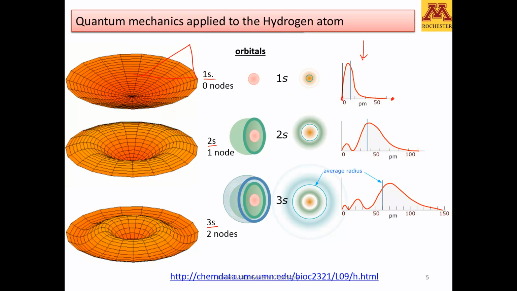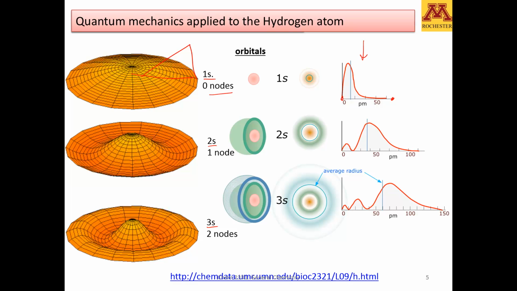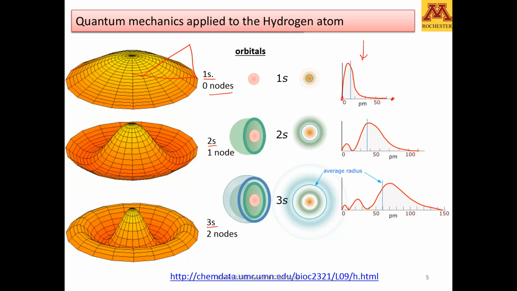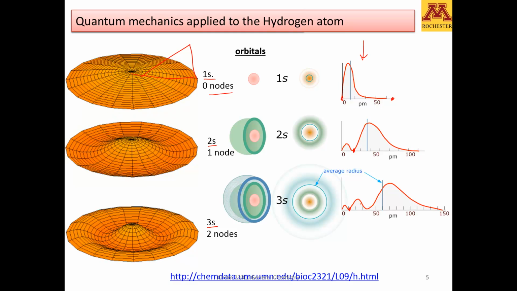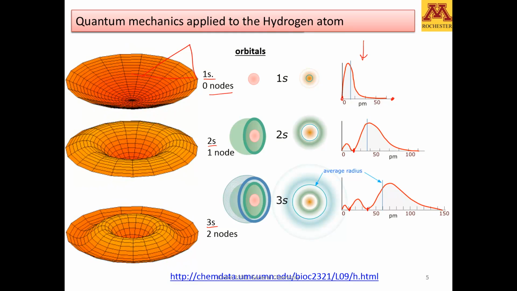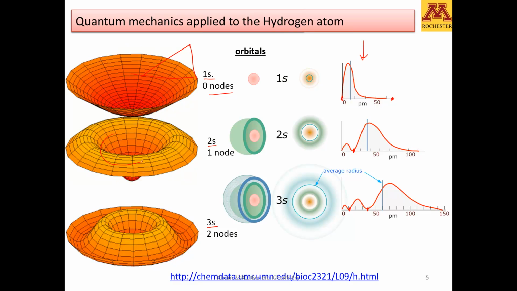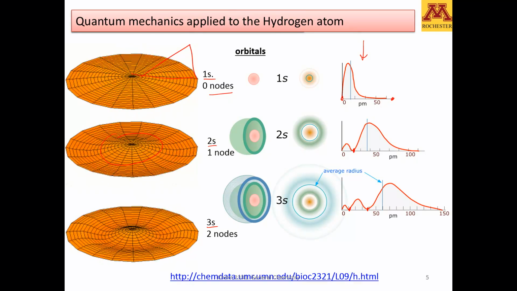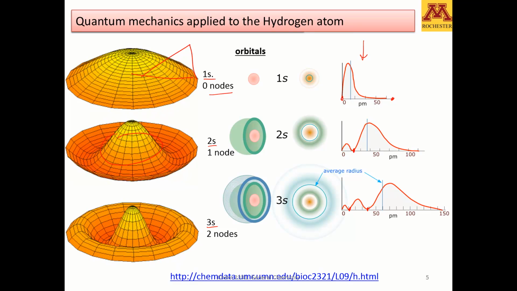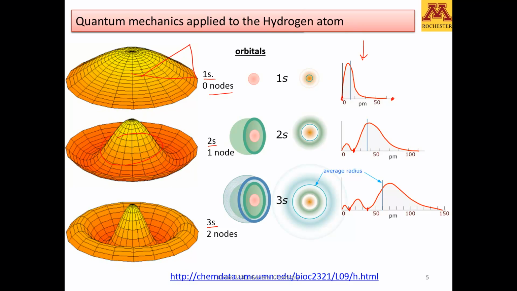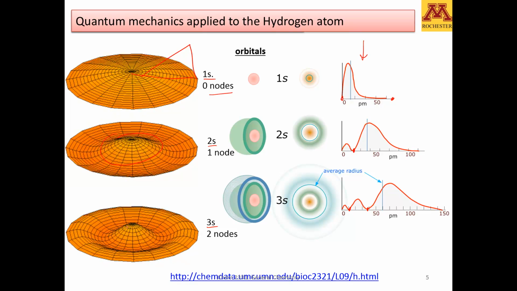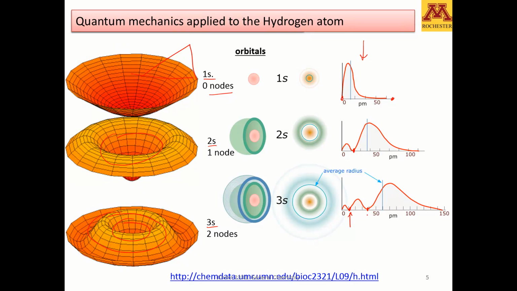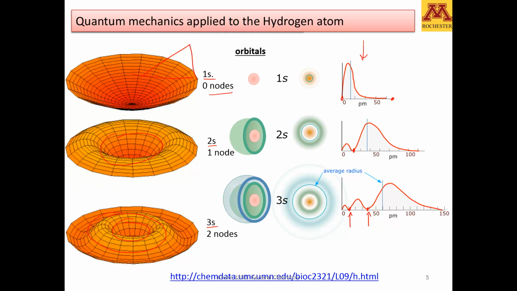We need to introduce a concept called nodes. A node is a plane, a point in the orbital in which the probability is 0, in which the value of the function is 0. Typically, it will go from negative to positive. And notice that in the 2s, there is this circle in which the value of the function is always 0. So we will say that the atomic orbital 2s has one node. And the 3s, if you can see it, there is an inner circle and an outer circle, so it means that there are two nodes that this specific orbital has.